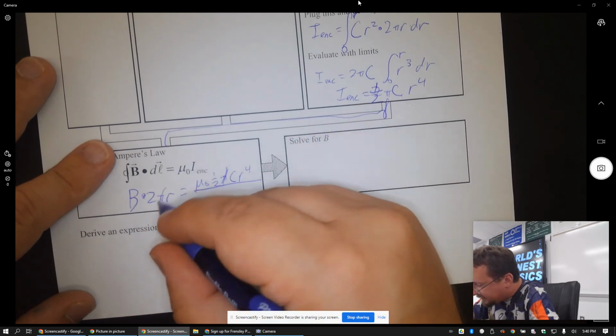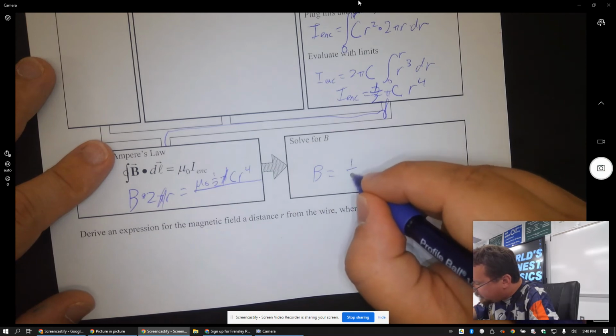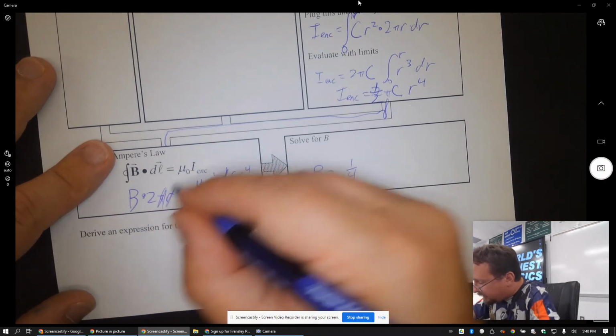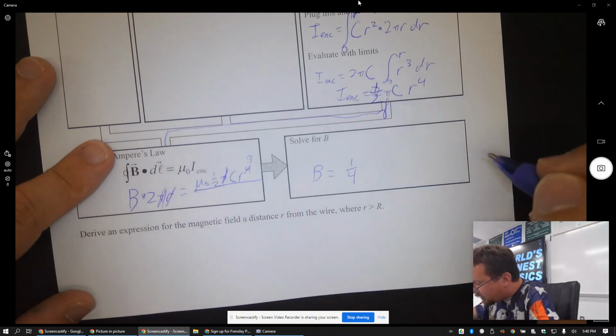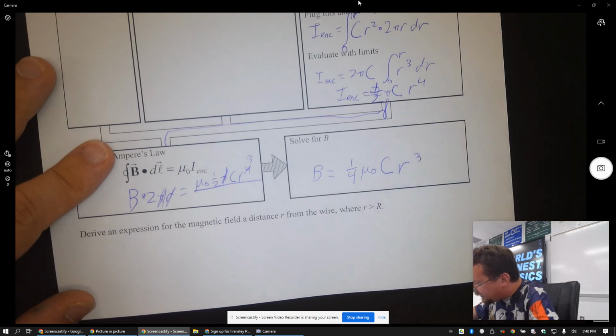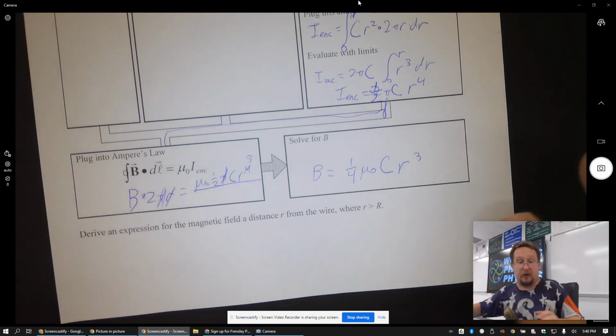So the pi can cancel. The 2 is going to come underneath and make this 1/4. That's the 2 and 2 getting together. And then this r is going to knock that r down to a third. So we're going to get B equals 1/4 mu naught c r cubed. All right, so there you go. That's the story right there.